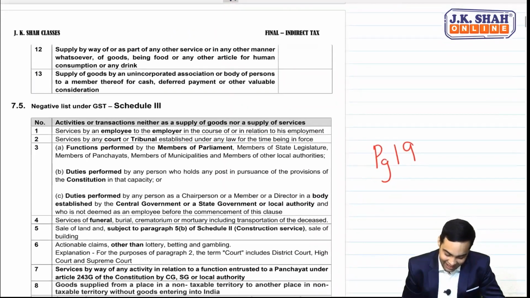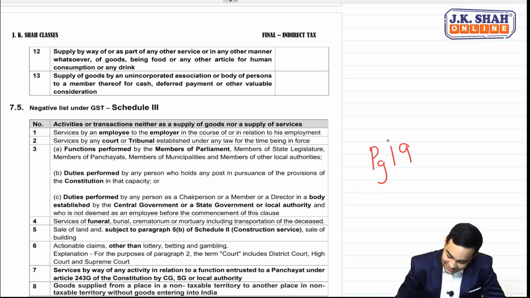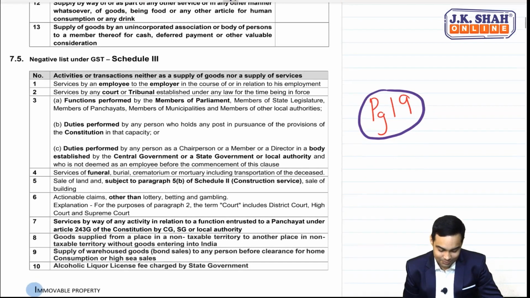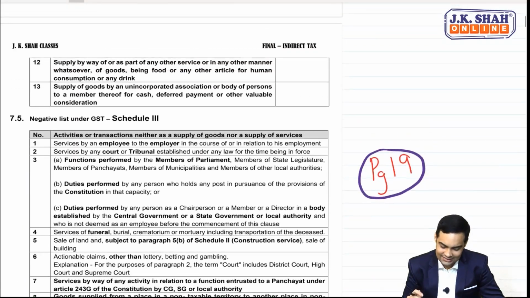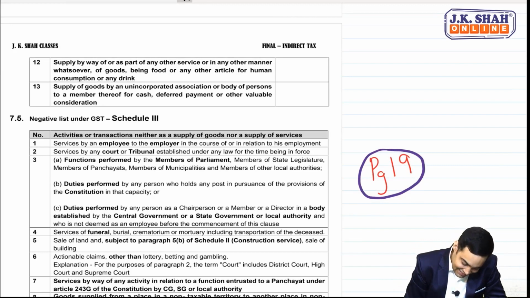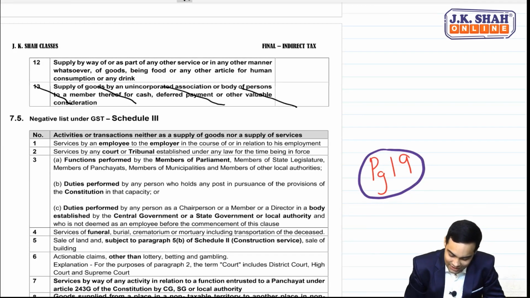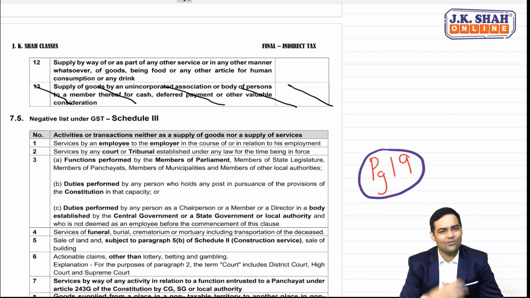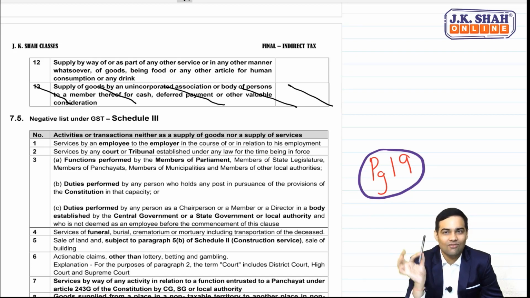Okay. Now, if you see the second page, that is page 19. This is page 19. Same as it is in your textbook. Now, the change is very simple, and the change is that this 13th point of classification has been deleted. Sir, what did this 13th point say? See, it provided classification that if goods are supplied by association to members, it would be regarded as supply of goods.